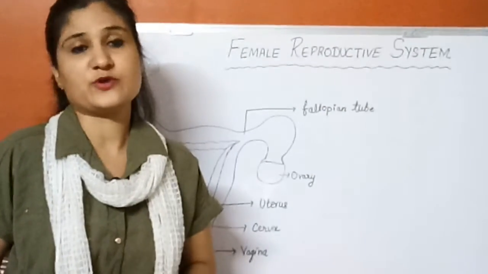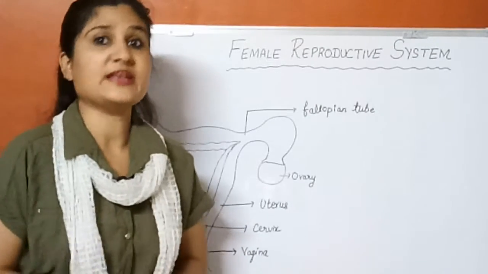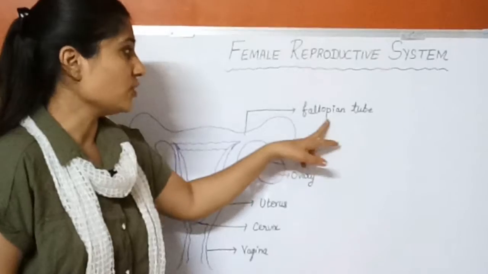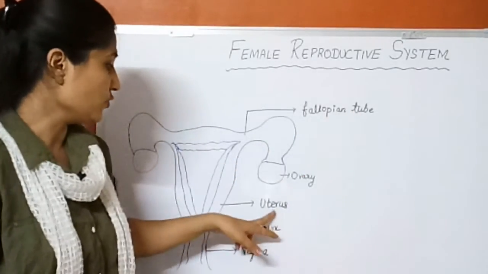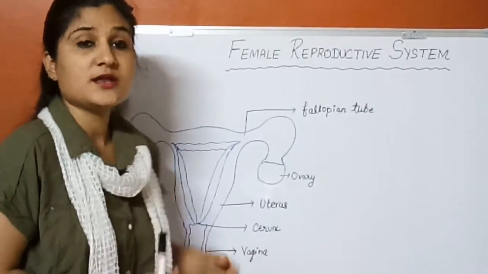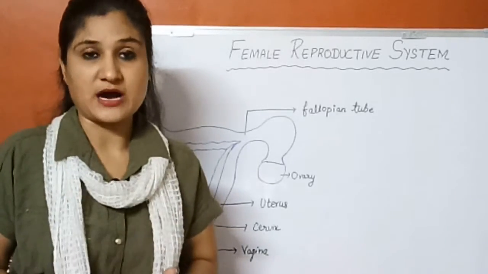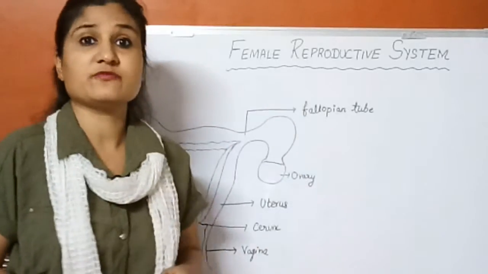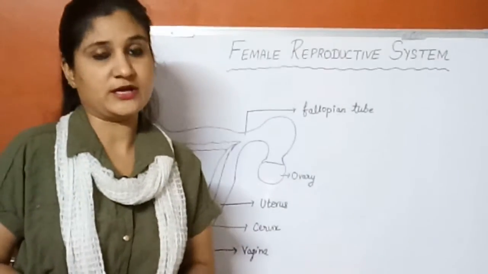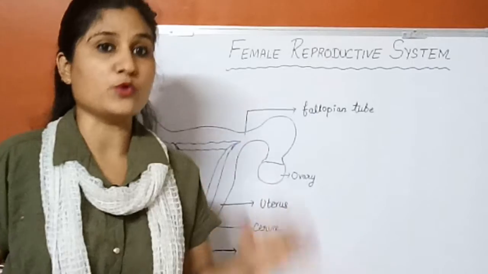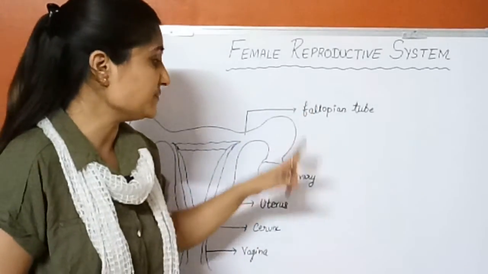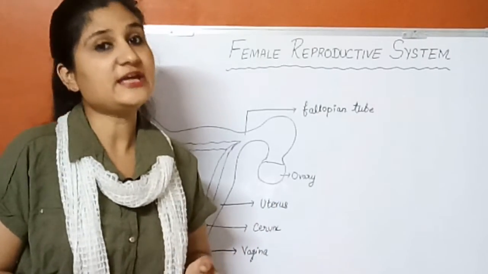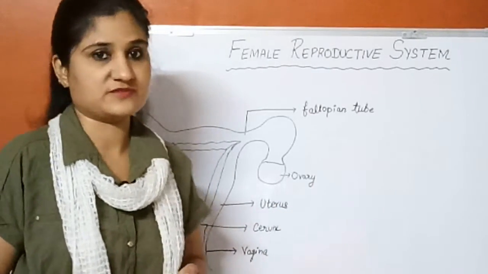The female reproductive system consists of mainly four parts. The first part is ovary, fallopian tube, uterus and vagina. Now we will discuss each part in detail. Students, this female reproductive system is very important from the point of view of the board examination, and each part is important and you should know the function of each part of the female reproductive system.